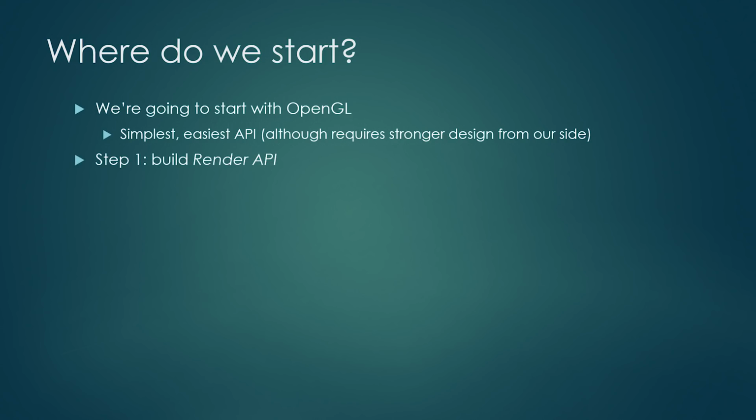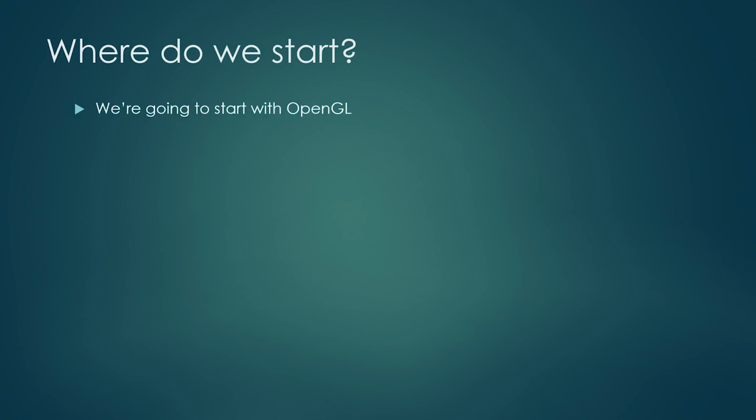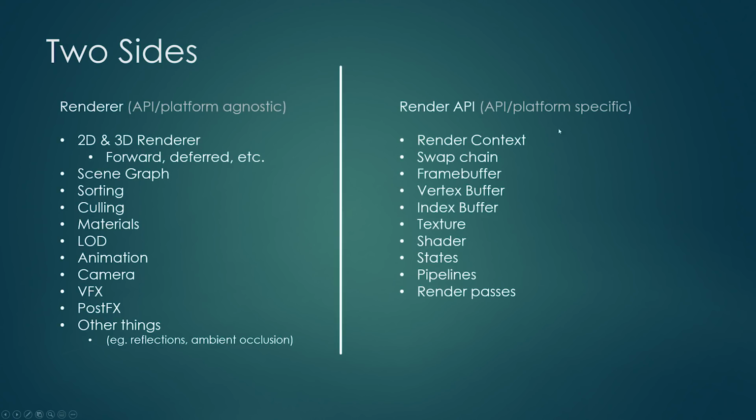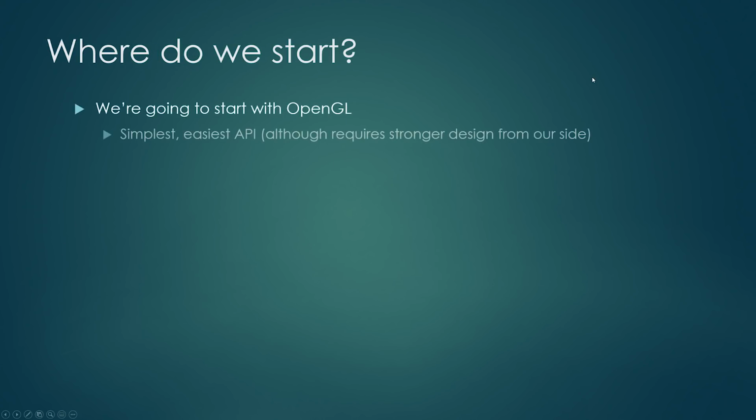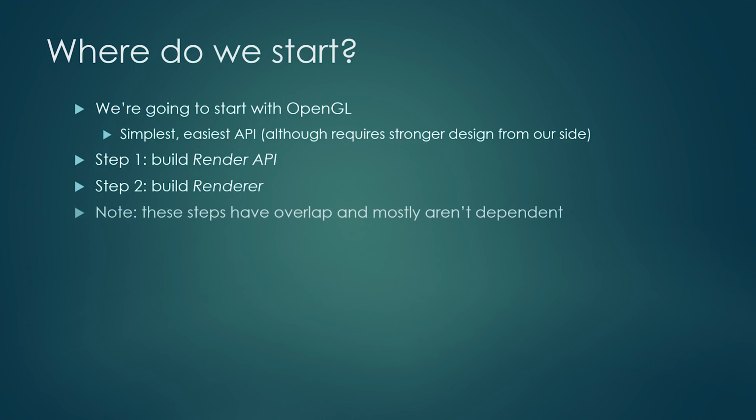So our step 1 with that is to build that render API part. So when I talked about this and all of these things, that's what we begin with. We build that stuff. Once we've done that, we build the other side, which is the renderer. Of course, these do have overlap. They're not dependent on each other, right? So for example, we don't need the render API to be complete before we can begin the renderer. Once we have enough in the render API to draw a triangle, guess what we're going to do? We're going to write a renderer that can draw a triangle.